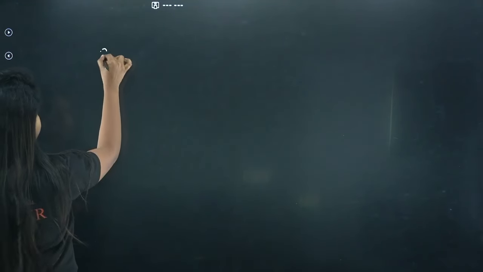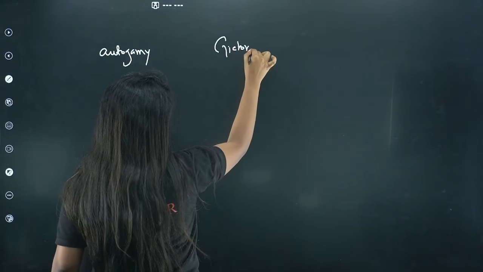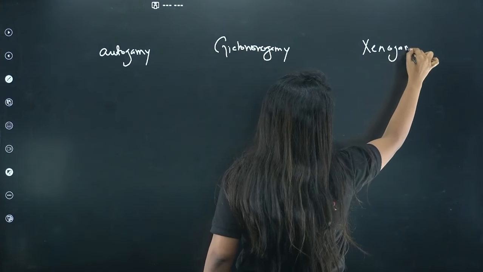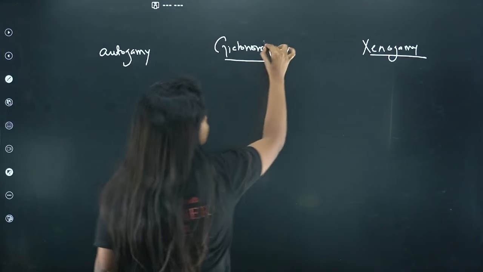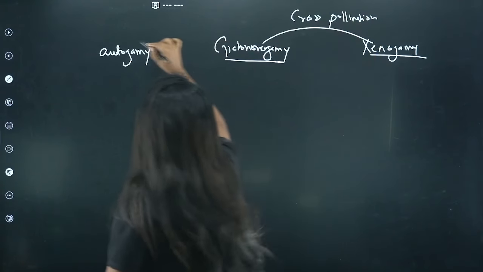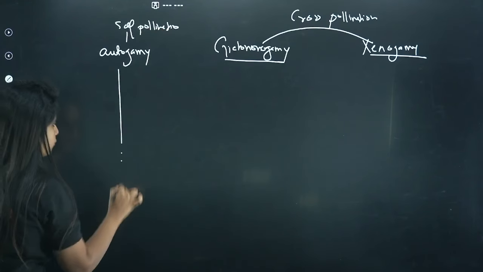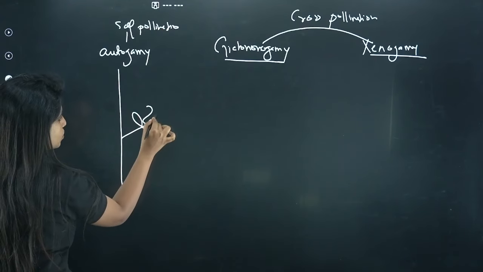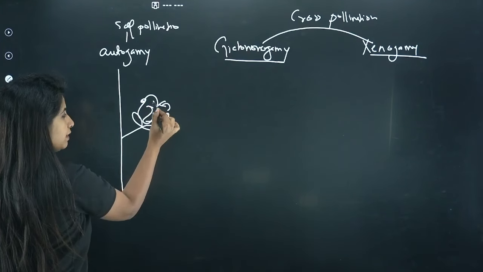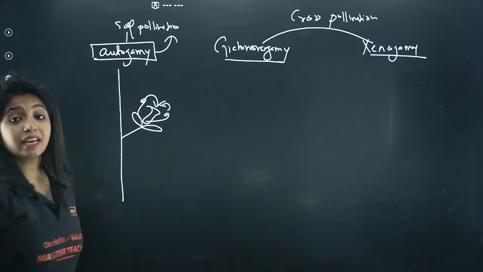One is autogamy, one is geitonogamy, and one is going to be xenogamy. So listen to me. These two are cross-pollination, and this is going to be self-pollination. What do you mean by that? Suppose you have a plant, you have a flower, and the flower has both the male as well as the female part. From here to here, the pollen grains can go within the same flower itself. This is known as autogamy, or you also call this self-pollination.